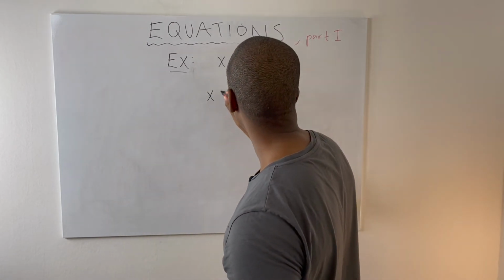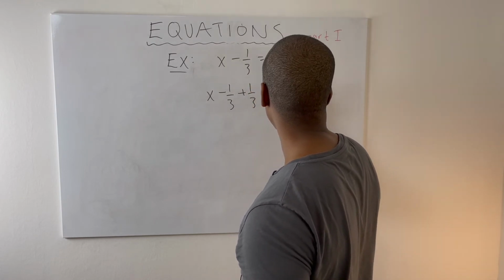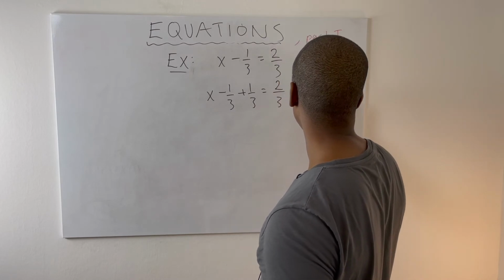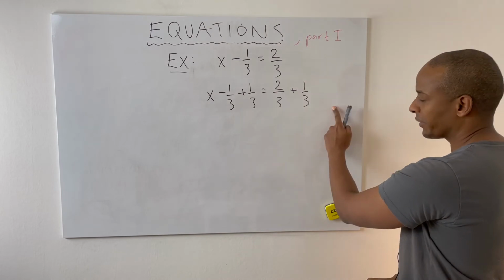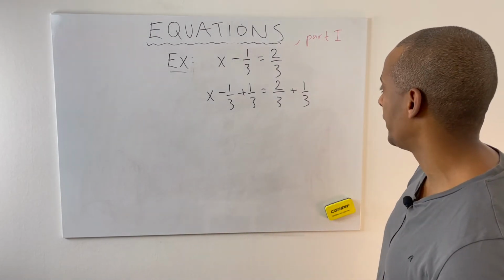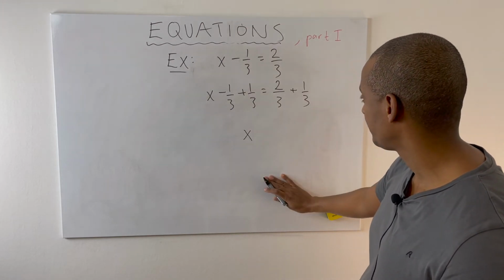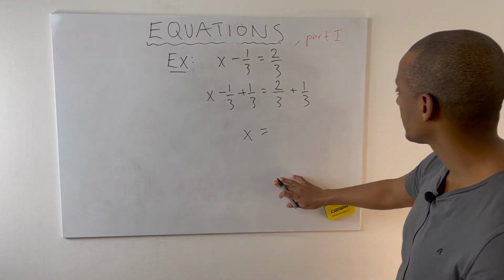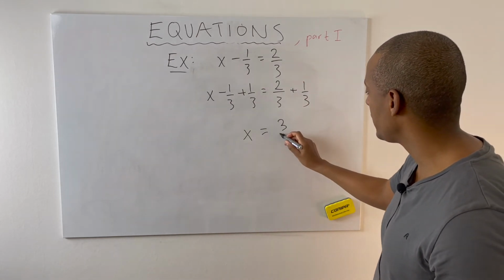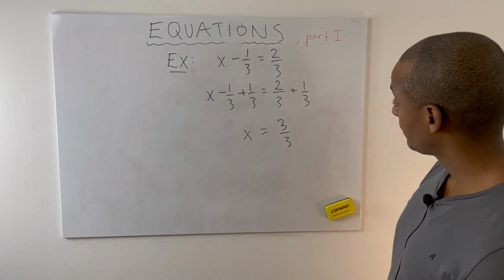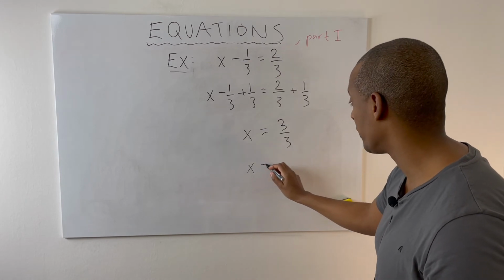So we have x minus a third plus 1/3. And then we have 2/3 plus 1/3. Right? I added 1/3 on the left-hand side, and I added 1/3 on the right-hand side. Okay, let's evaluate. These two things cancel each other out. So we only have x. Here we have 2/3 plus 1/3. That's equal to 3/3. But a number divided by itself is equal to 1. So x is equal to 1.